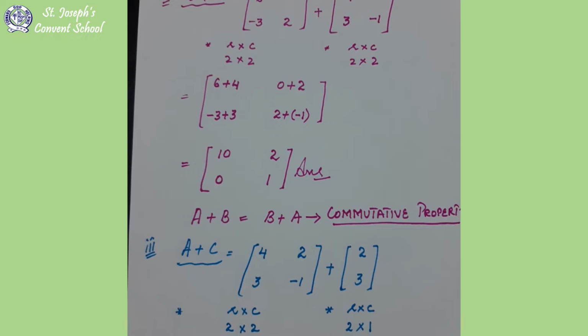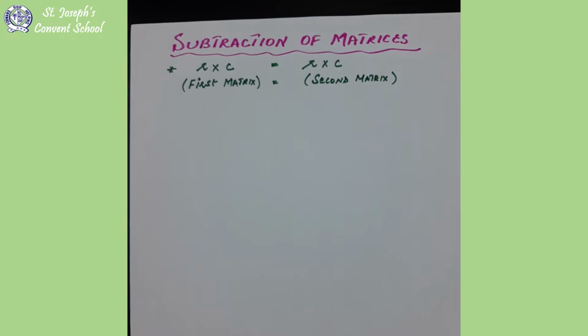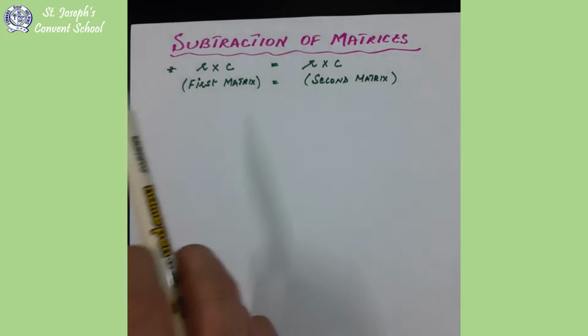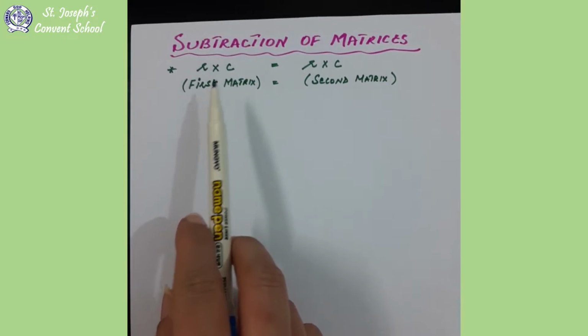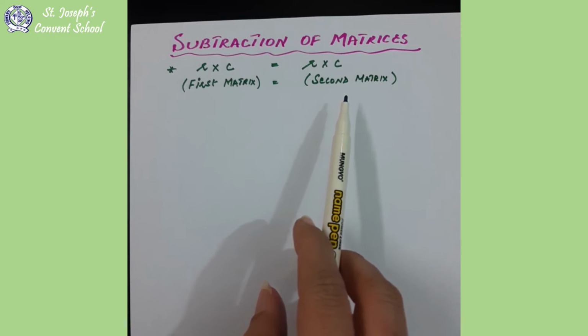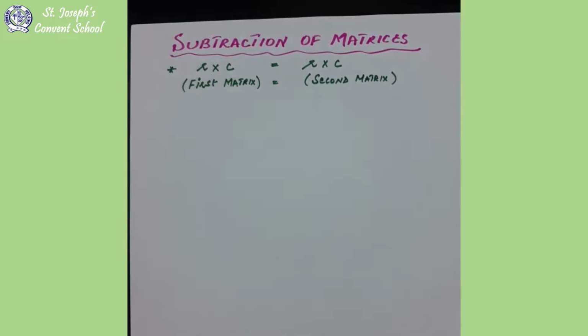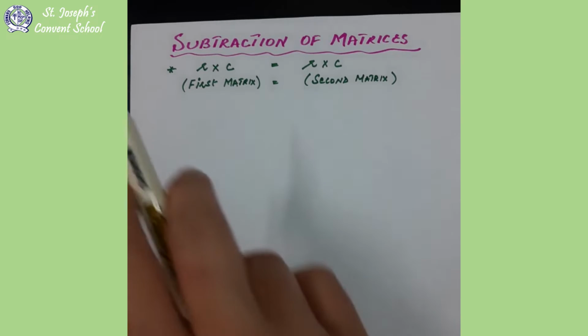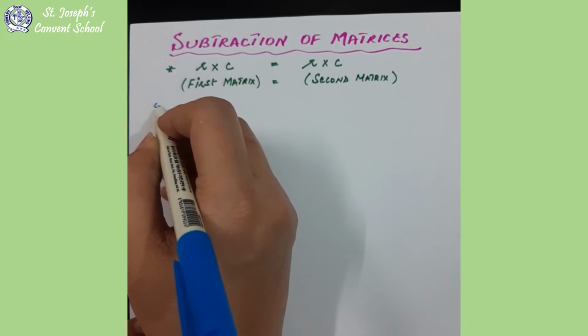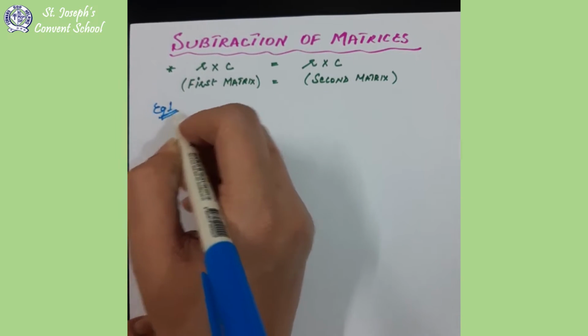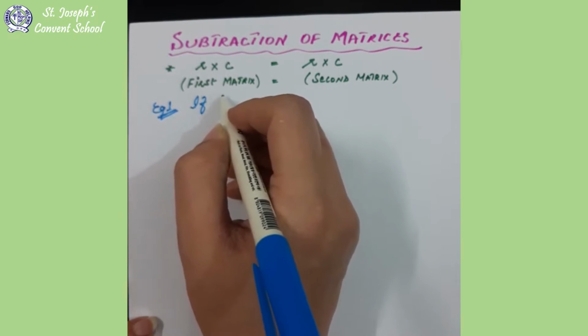Same way we will subtract also. Okay, let's do now subtraction of matrices. Same rule you have to follow in this also. Rows into column of first matrix is equals to rows in column of second matrix. If both are equal, then only you can subtract. So for addition and subtraction, rules are same. Let's do one example of subtraction also. Almost it is same. Instead of plus sign you will write minus sign.